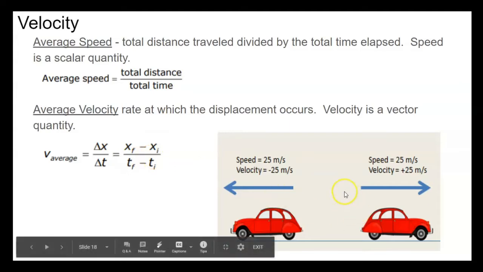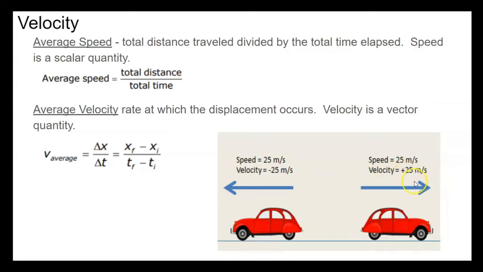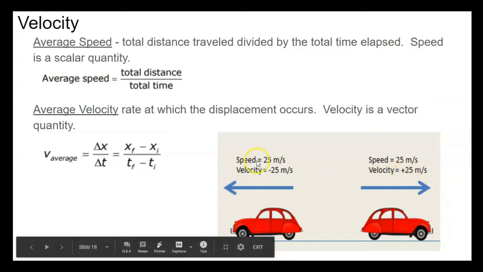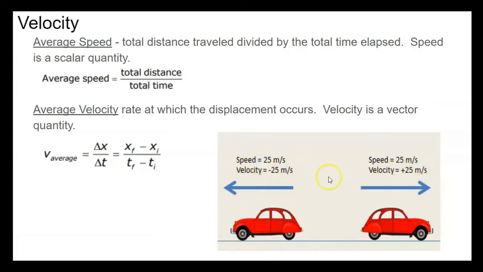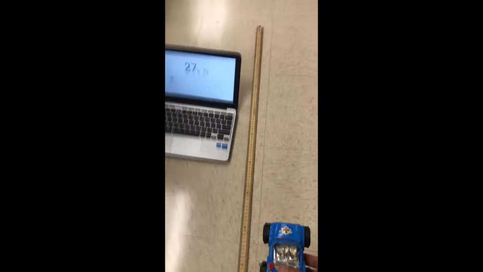So again, speed and velocity are very similar. The only difference is that velocity cares about the direction. So if we're traveling to the left, the velocity is negative. If we're traveling to the right, the velocity is positive. Speed does not care about the direction. So it doesn't matter if I'm traveling left or right, it's just a number without positives or negatives. Okay, so let's take a look at an example of something moving, and let's see if we can calculate the velocity of it.